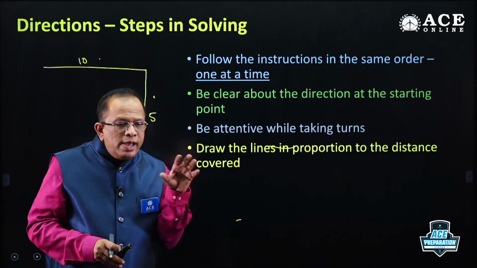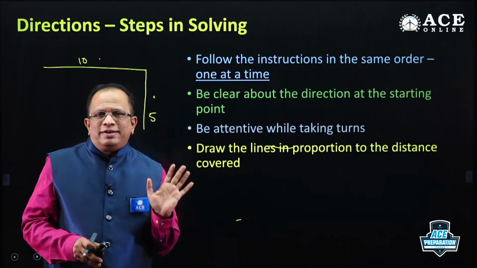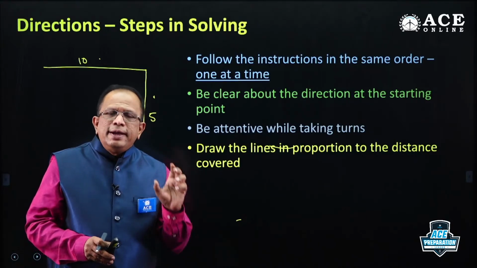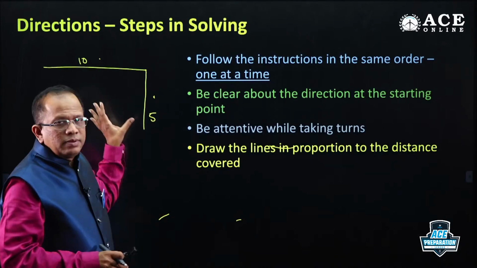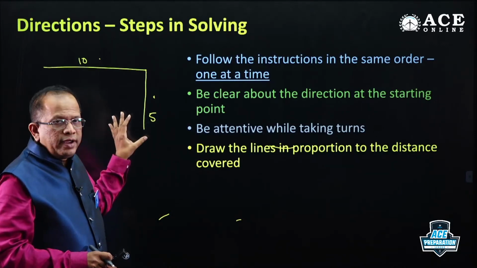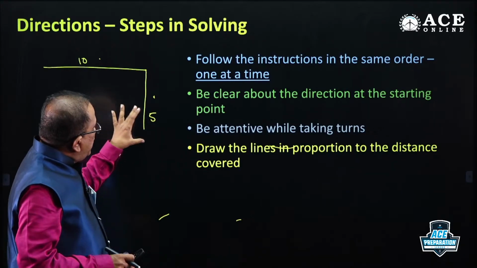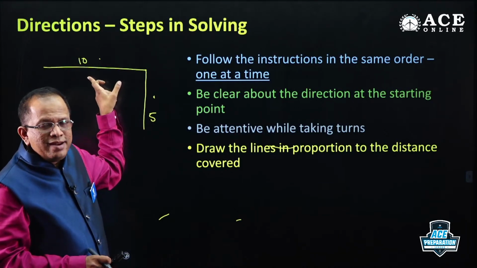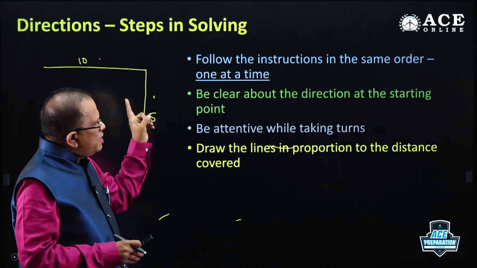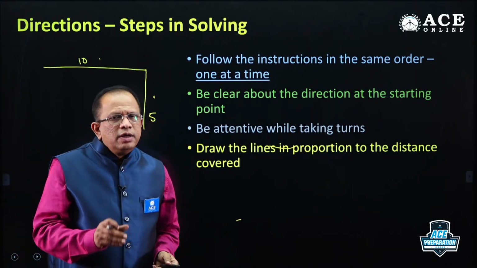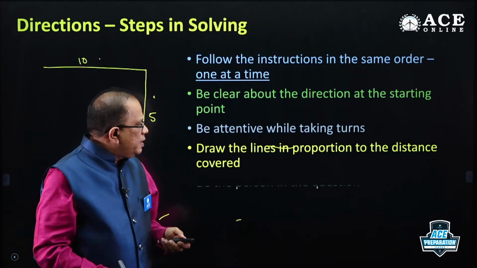Otherwise, you may end up with a wrong diagram. Okay? Approximately, you follow the proportion. This is 10, this is 5. If this is 15, this line must be a little longer than this one. Like that, initially you draw one line, from that you try to follow in a proportionate way.